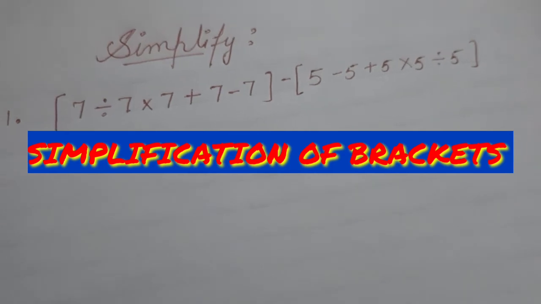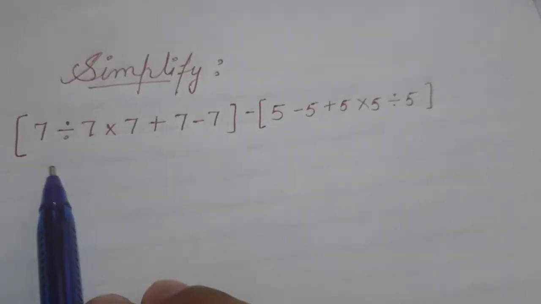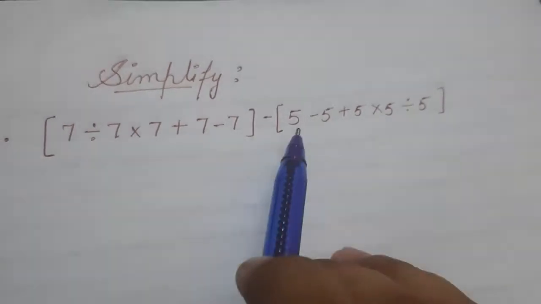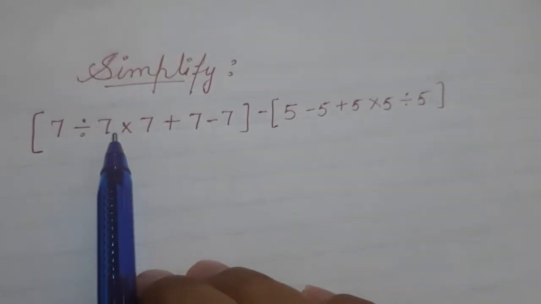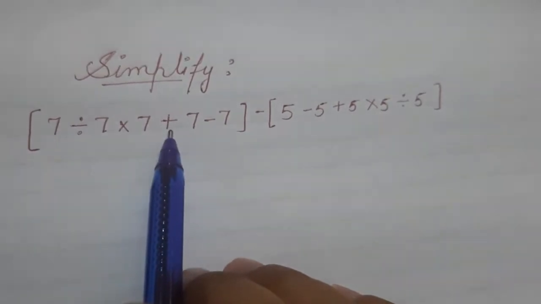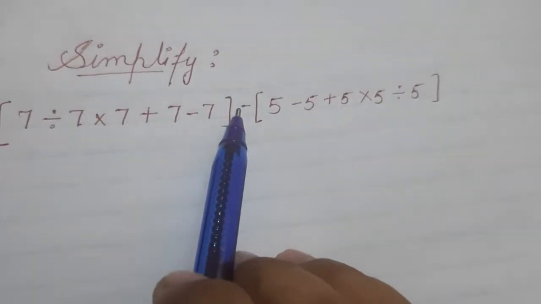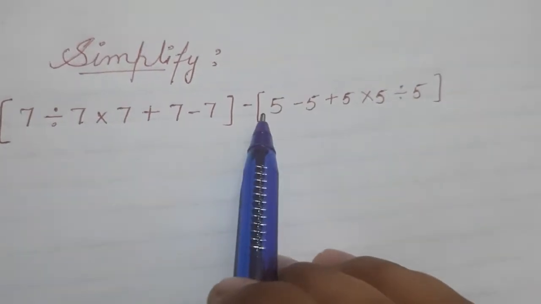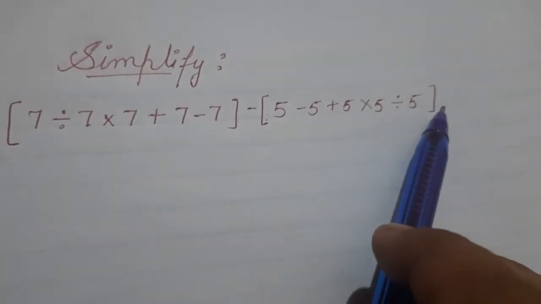Hello students, today we are going to simplify the brackets. So here are two brackets given. First is the big bracket 7 divided by 7 multiply 7 plus 7 minus 7. Bracket close minus, again big bracket is there, 5 minus 5 plus 5 into 5 divided by 5.